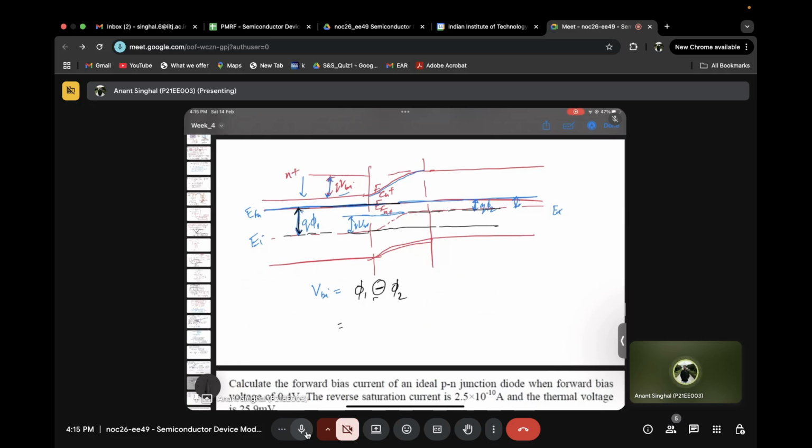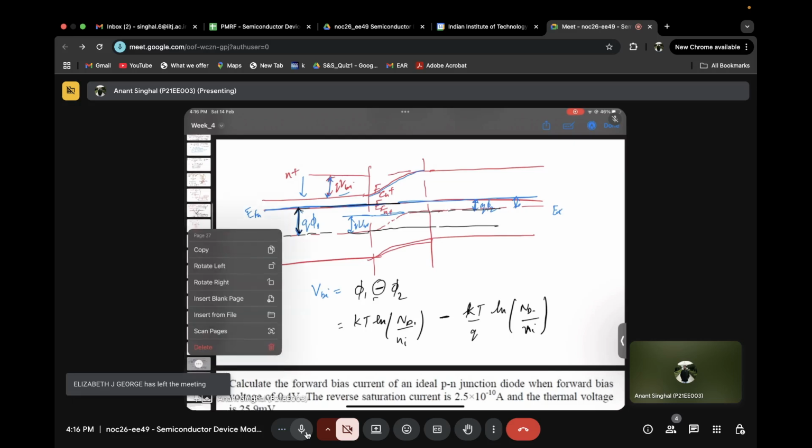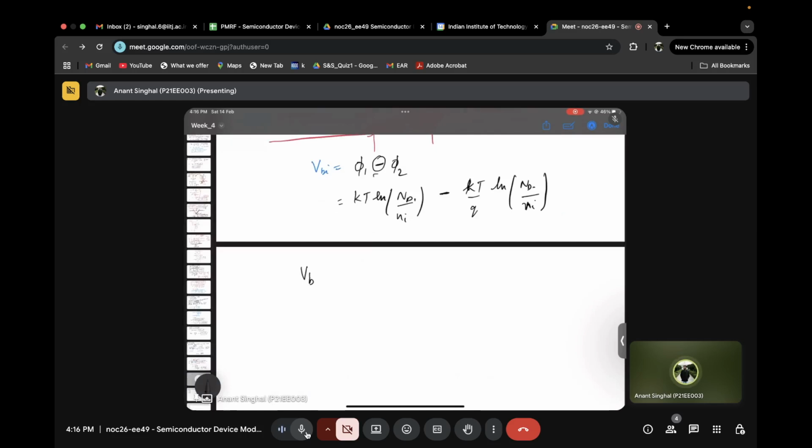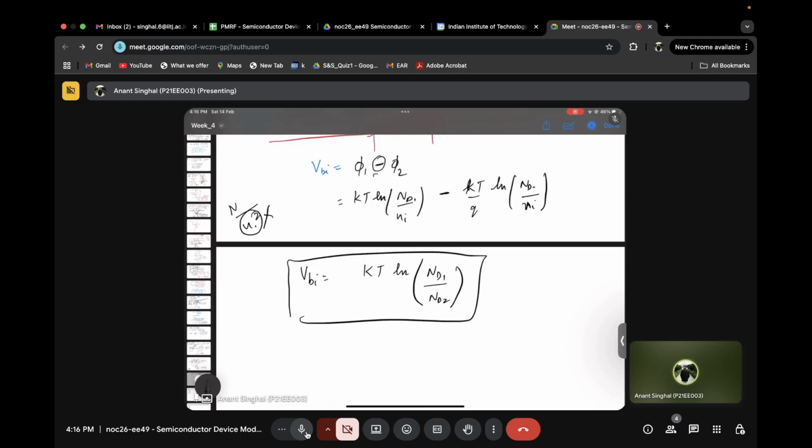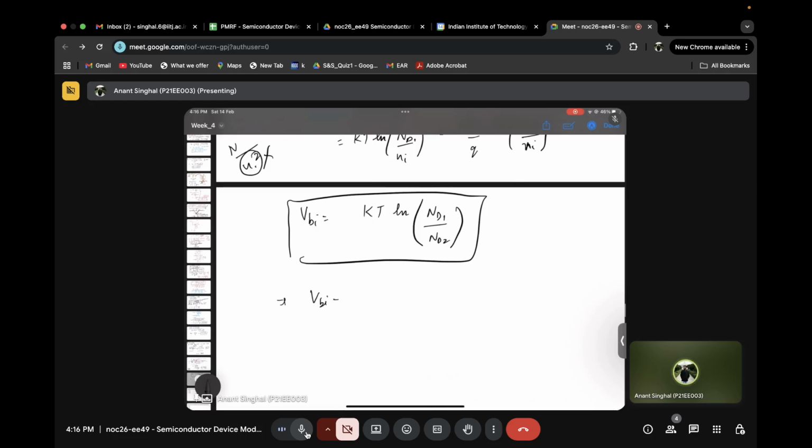That means even if I write phi 1 as kT by q ln Nd1 over ni, minus kT by q ln Nd2 over ni, right? So this will actually give me the formula. What will be the formula? Ln, yeah, exactly. So whatever is higher will come up. It is actually not dependent upon ni square at all. This is what the catch was in the question. So now since we have the formula, the answer would be kT by q.